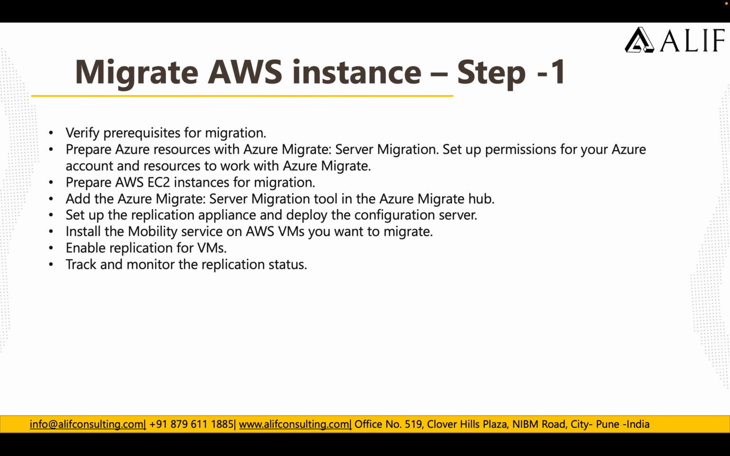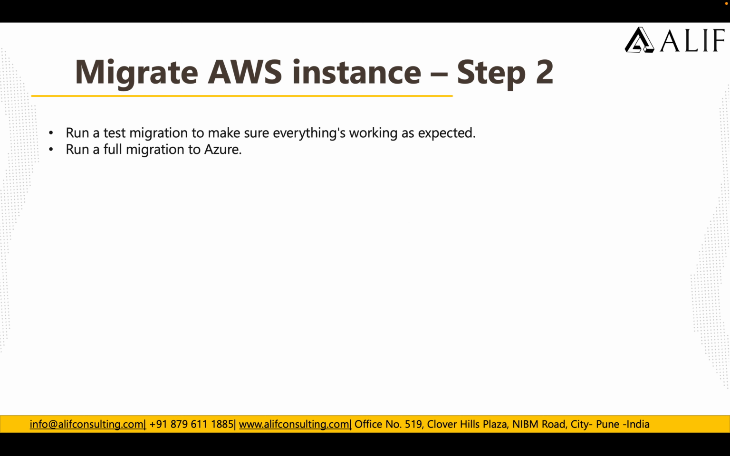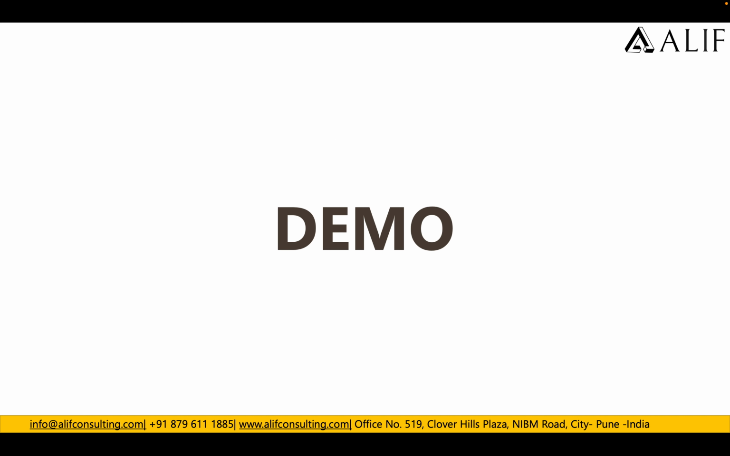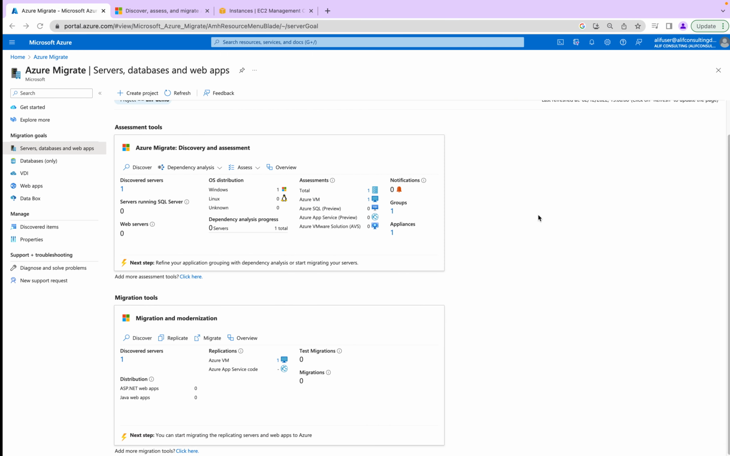In this video, we are also going to understand what the test migration is and how we can use it, right? And the third thing is how we can do the full migration of the AWS instance to Azure, right? So these are the three things we are going to do in this video. All right, then let's quickly jump into the demo and go to the Azure portal.